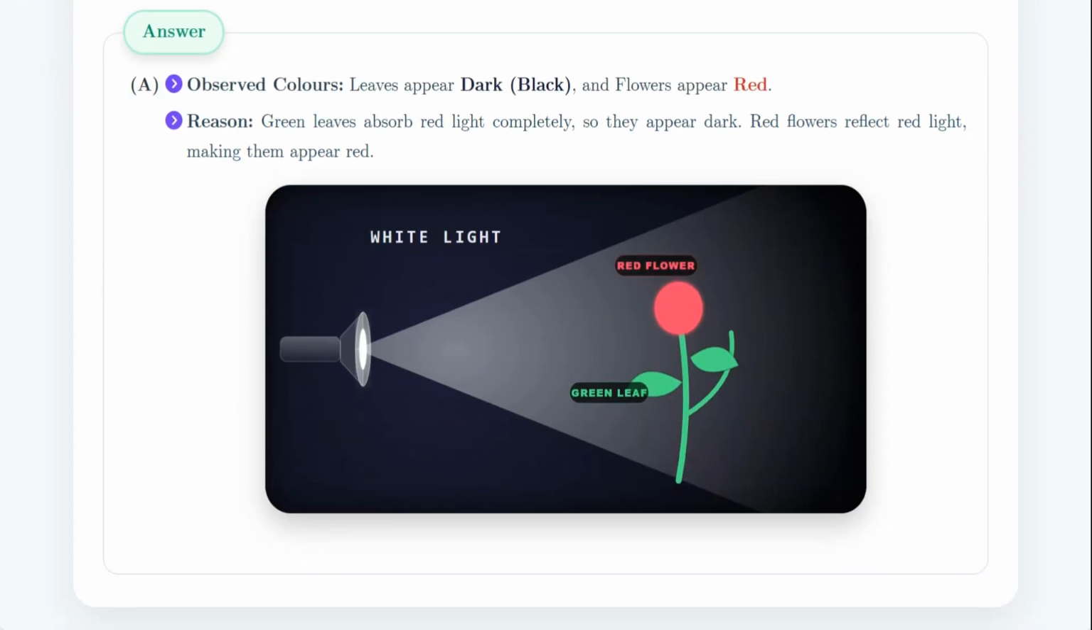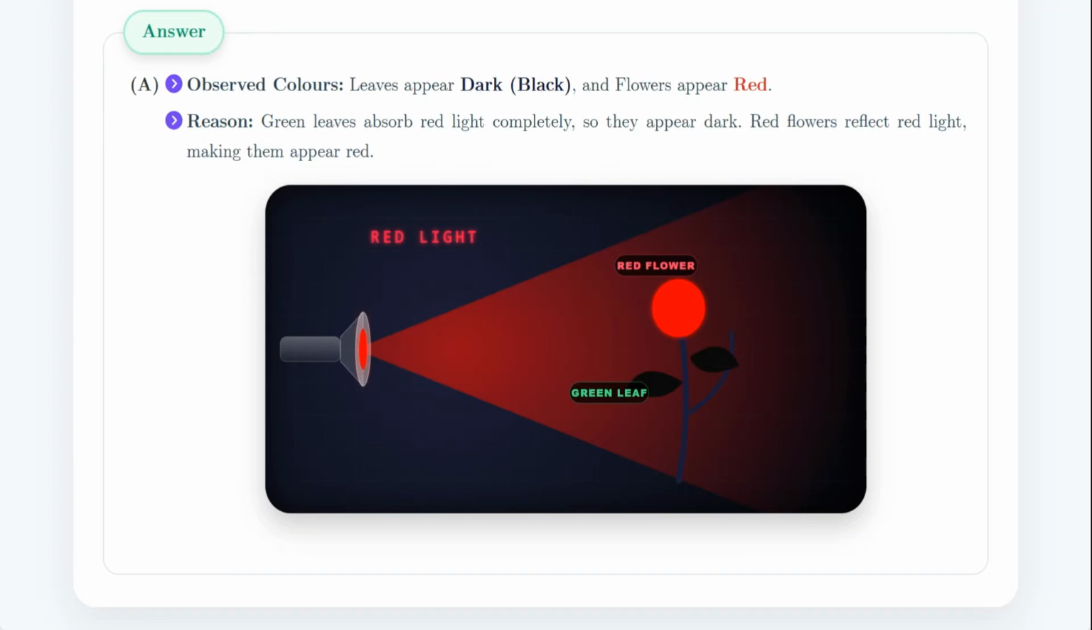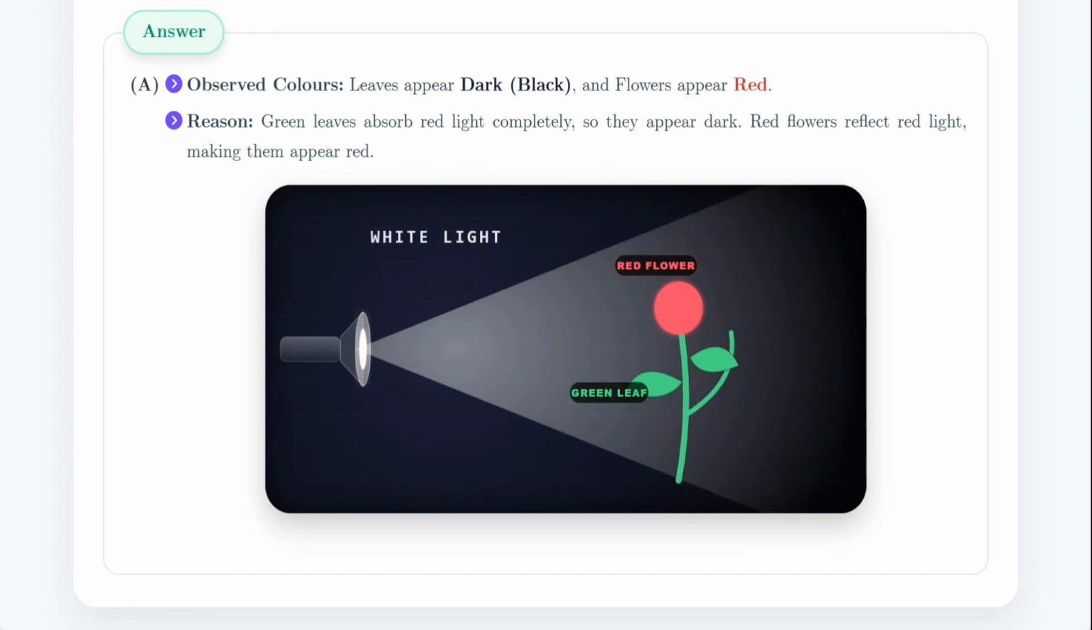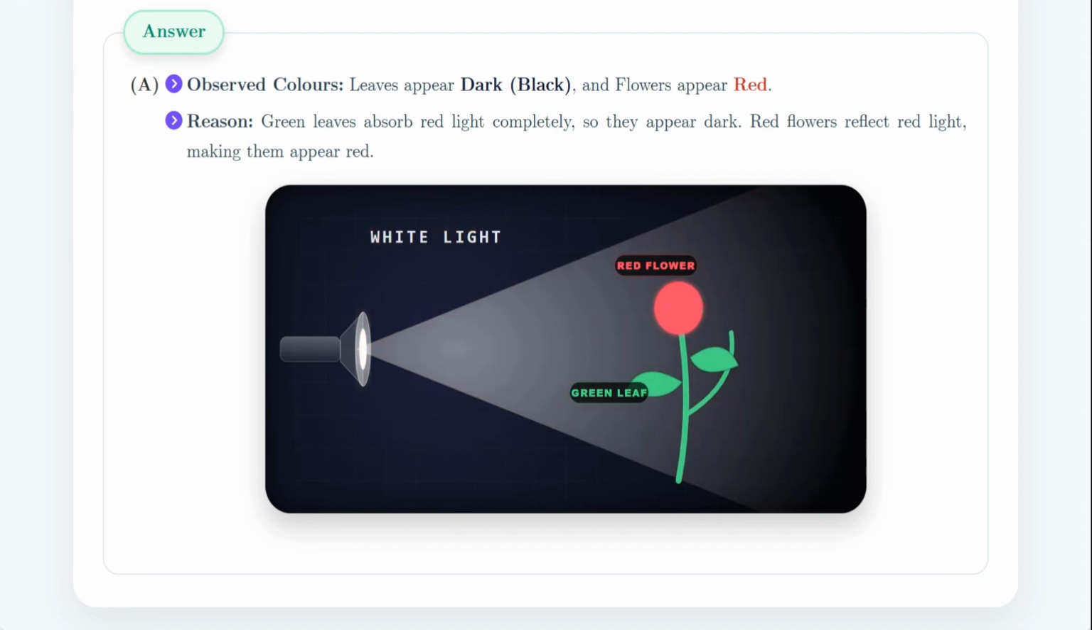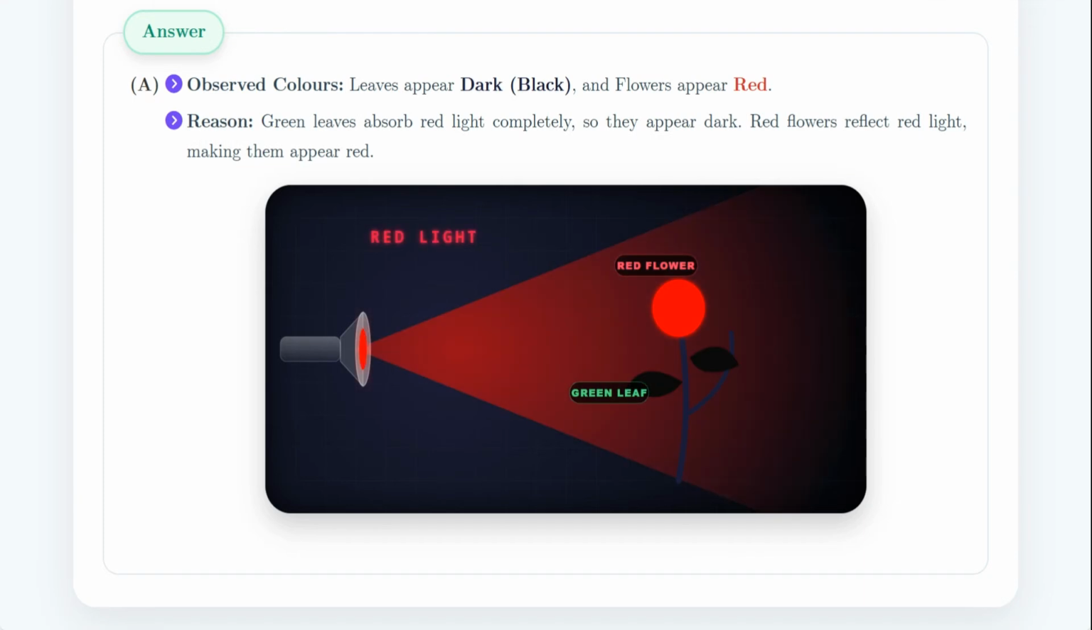Take a look at this stylish laboratory simulation. On the left, when white light shines, the plant shows its natural colors. But when we switch to the red beam, notice how the green leaves instantly turn pitch black, while the red flower proudly stays red. Isn't that fascinating?